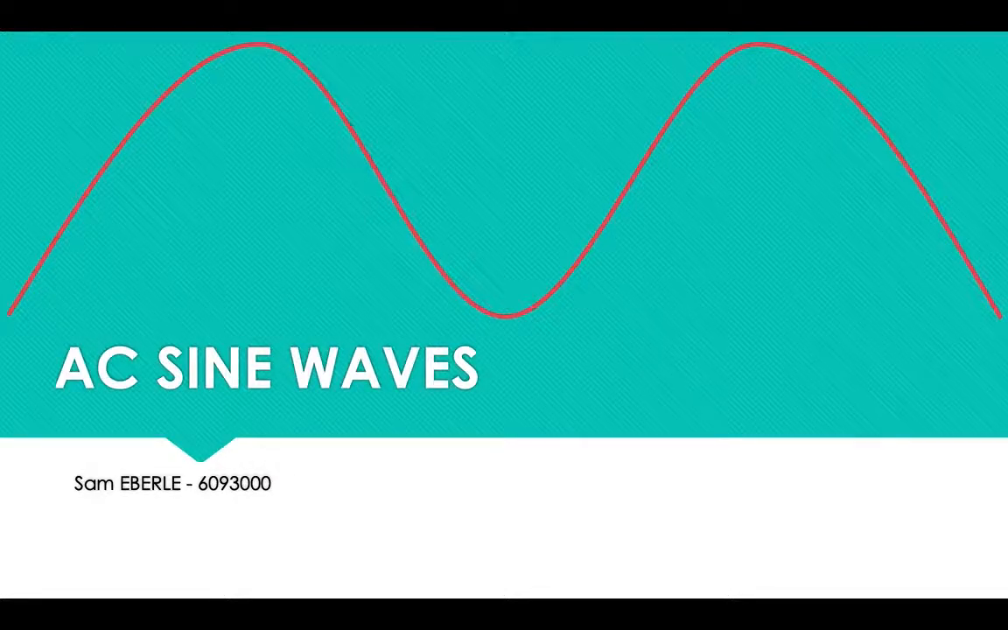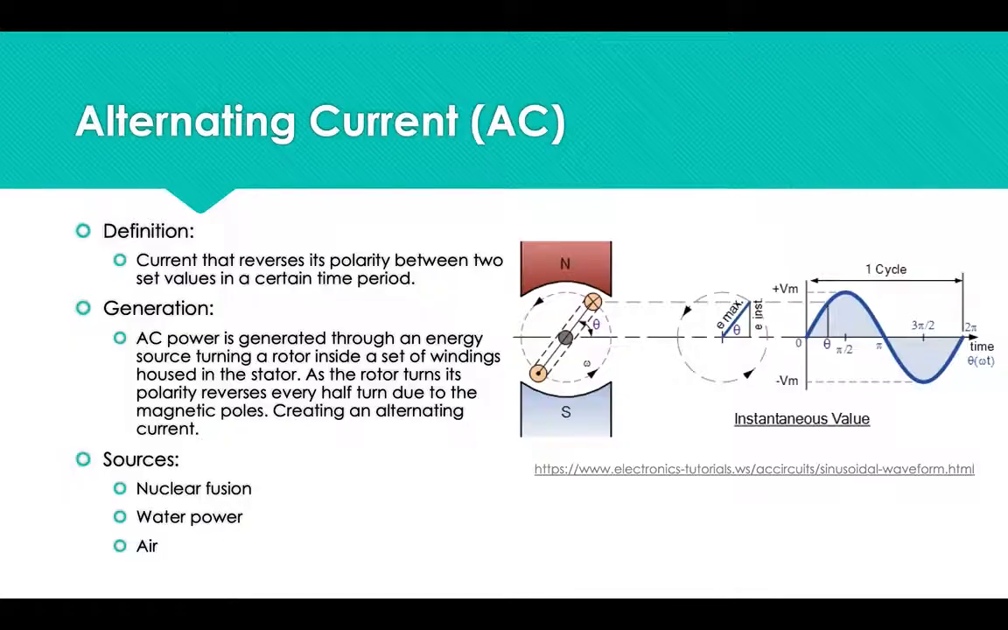In today's video, we'll be taking a look at AC sine waves, how they are generated and the components that make up the waves. Alternating current, or AC current, is a current that reverses its polarity between two set values in a certain time period. You may be familiar as this is the regular household current that we use every day.